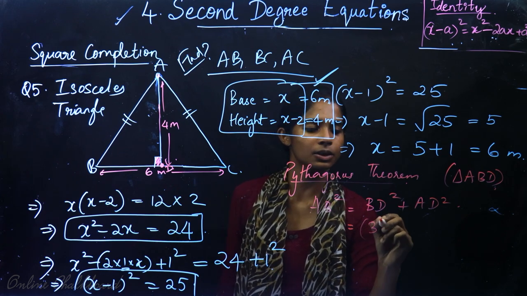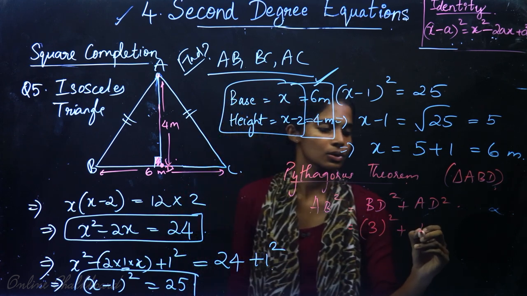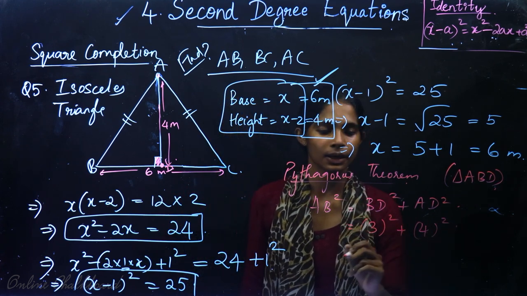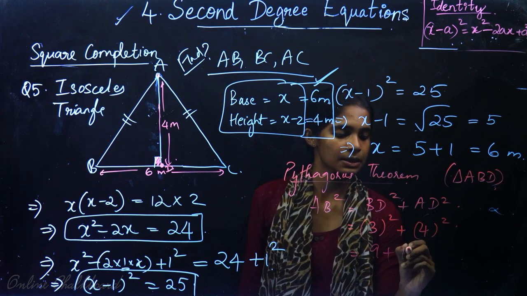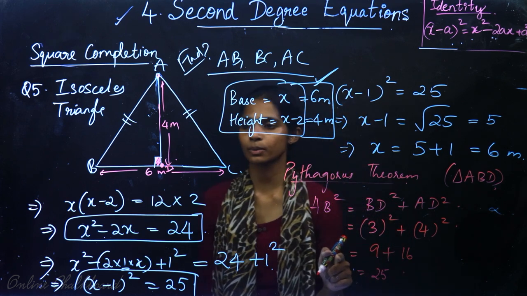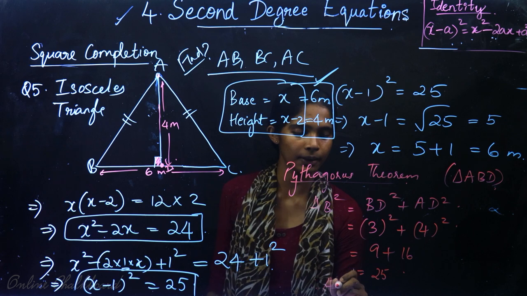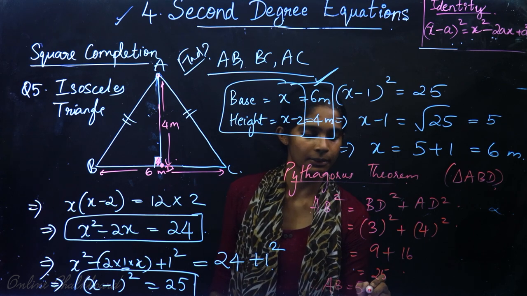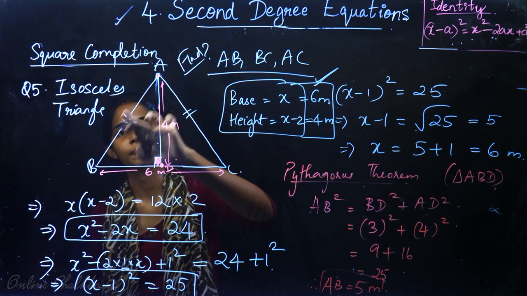So BD square is 3 square plus AD is 4. So 3 square plus 4 square. So AB square is 9 plus 16, that is 25. So AB square is equal to 25. Therefore AB will be 5 meters. Alright. So we have got one side.